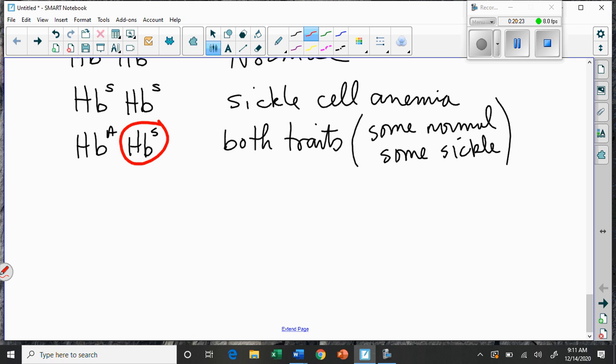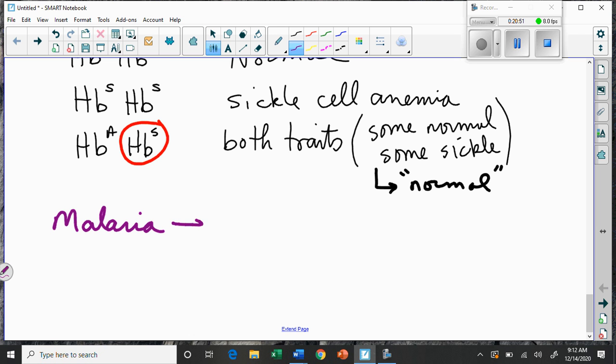But here's the really cool thing. So maybe we should write here, some normal, some sickle, but we'll put normal phenotype. We'll put normal under here. What's interesting is there's a disease. I'm going to write this disease in a different color, purple, malaria.